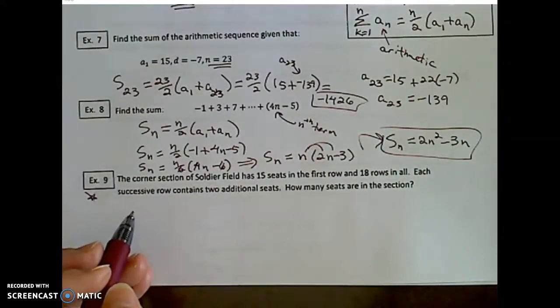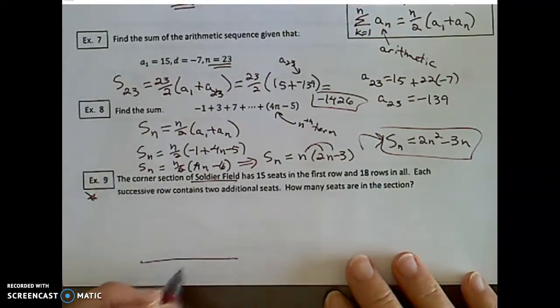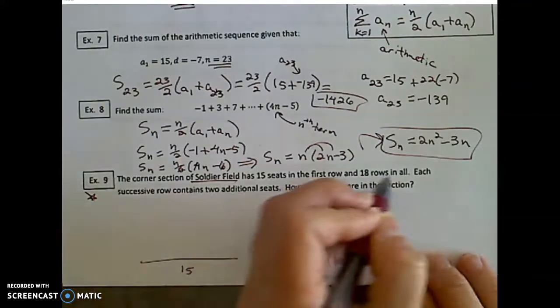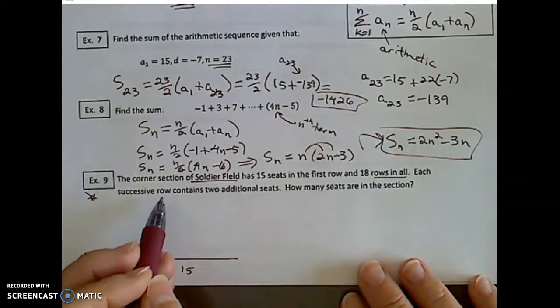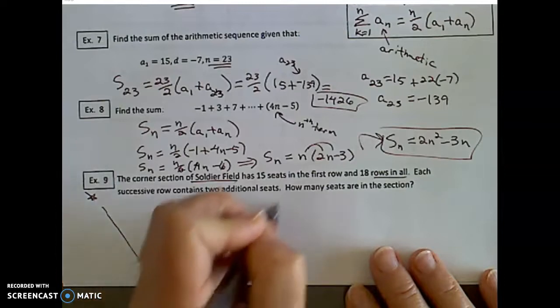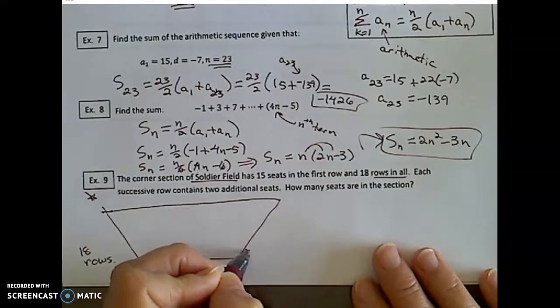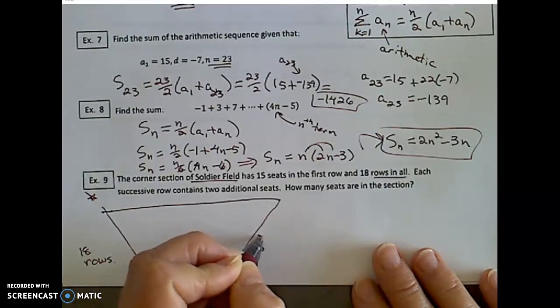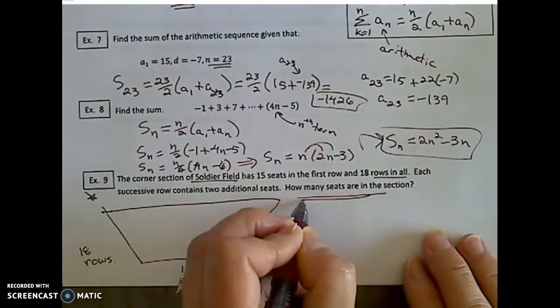All right, let's draw a little picture here. Corner section of Soldier Field has 15 seats in the first row and 18 rows in all. Okay, so let's see. Each successive row contains 2 additional seats. So as I move back for these 18 rows, this is an arithmetic sequence. First row, and then I add 2 to get the number of seats in the next row, and so on. I keep increasing each row by 2. How many seats are in this section?